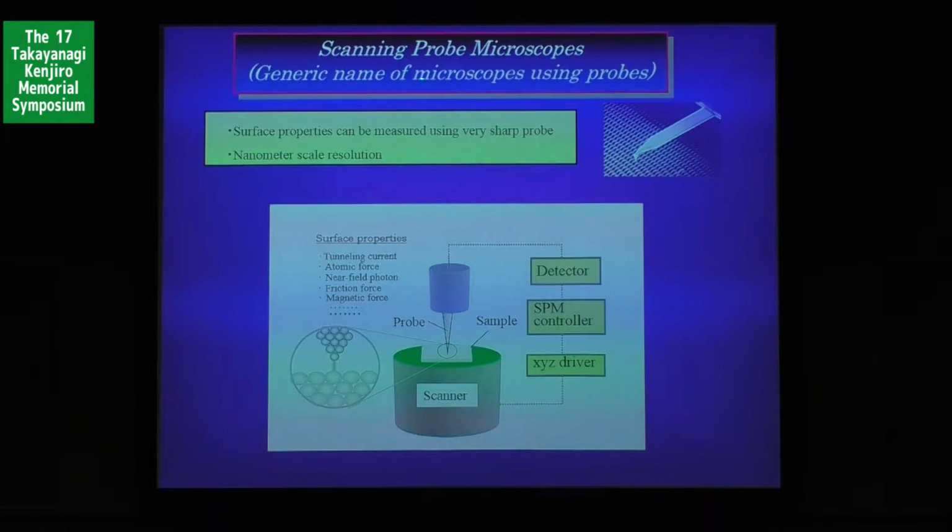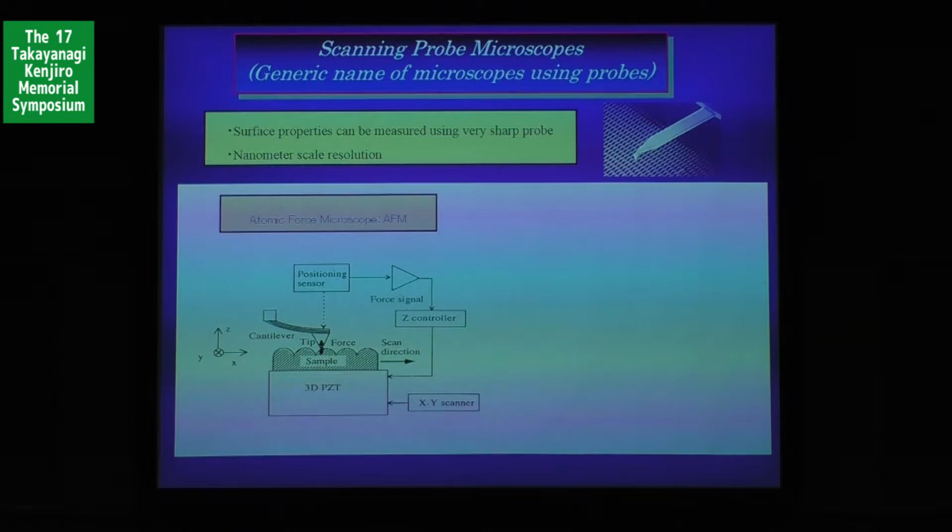A scanning probe microscope is a generic name for microscopes using probes, and the surface property can be measured using a very sharp probe by scanning. It has nanometer scale high resolution. If you approach the probe to the surface, there are various interactions between probe and surface. What kind of surface property you get depends on what kind of probe and what kind of detector. By scanning the probe, you can obtain certain surface properties. There are individual names, but the general name is scanning probe microscope.